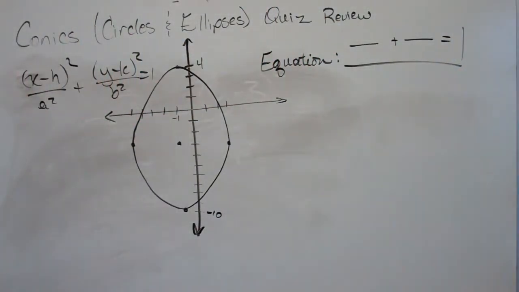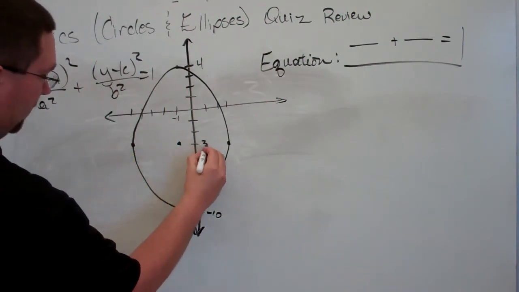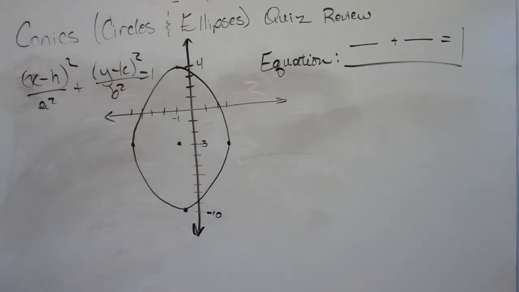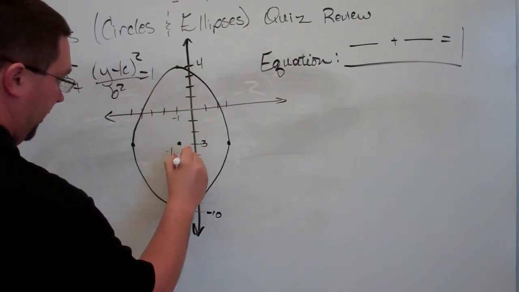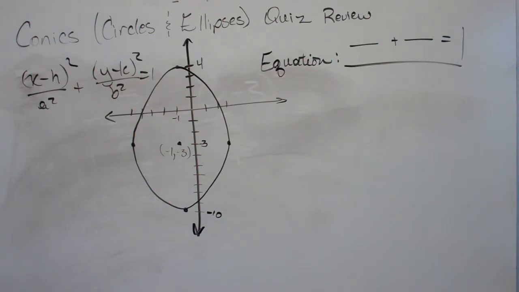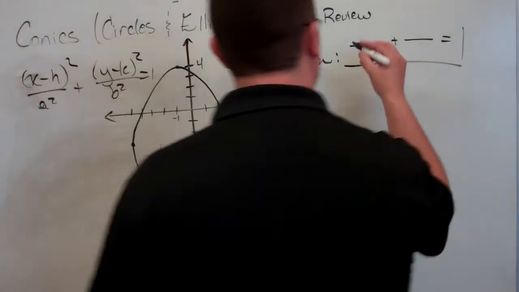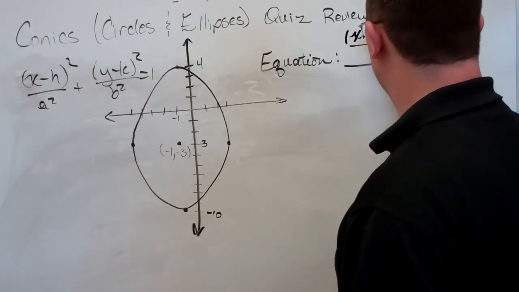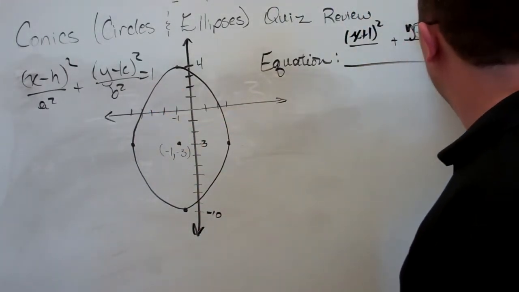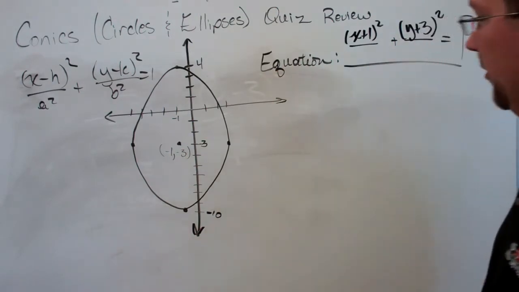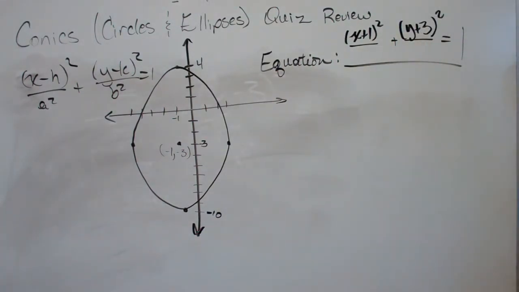Alright. Now, let's find our center point. So, if you notice, our x value is over 1. We go down negative 3. So, negative 1, negative 3 is our h and our k. So now we just have to plug it into here. So x minus negative 1 is x plus 1 squared. And then y minus negative 3 is y plus 3 squared. Now we just have to find the x and y axis radius, and we are done.